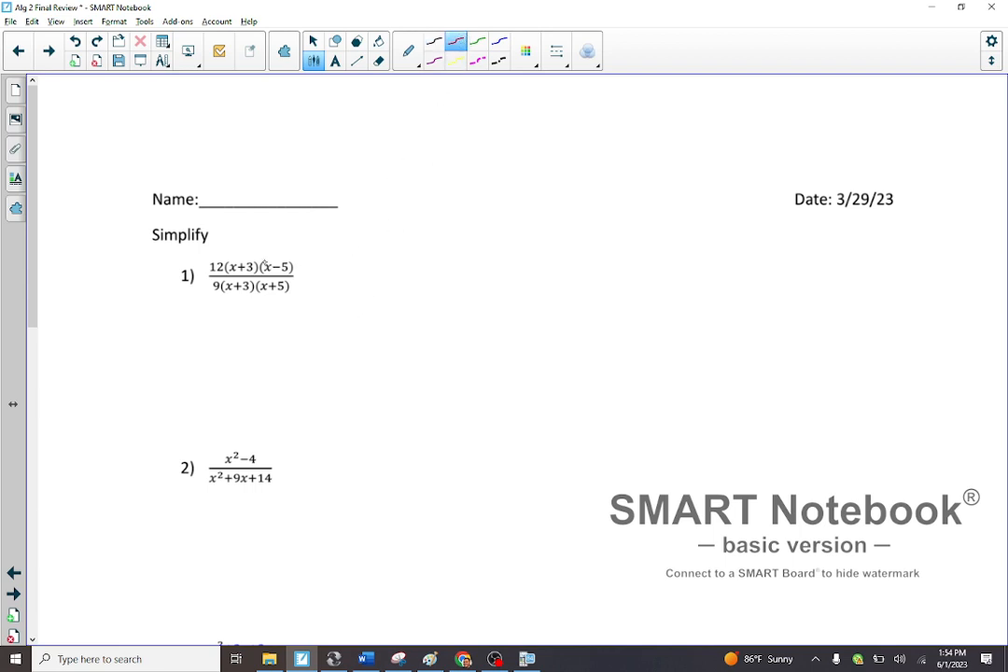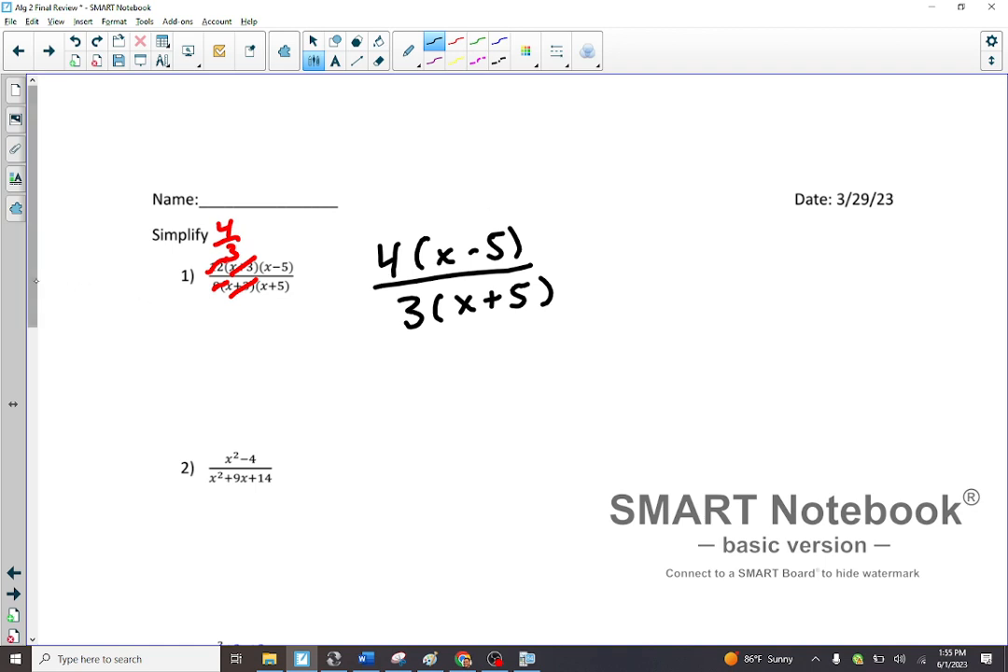All right. This stuff, you cancel when possible. So x plus 3 on top and bottom, those are exactly the same thing. I could cross it out. 12 and 9, you could simplify that to 4 over 3. So it's going to be 4x minus 5 over 3x plus 5.